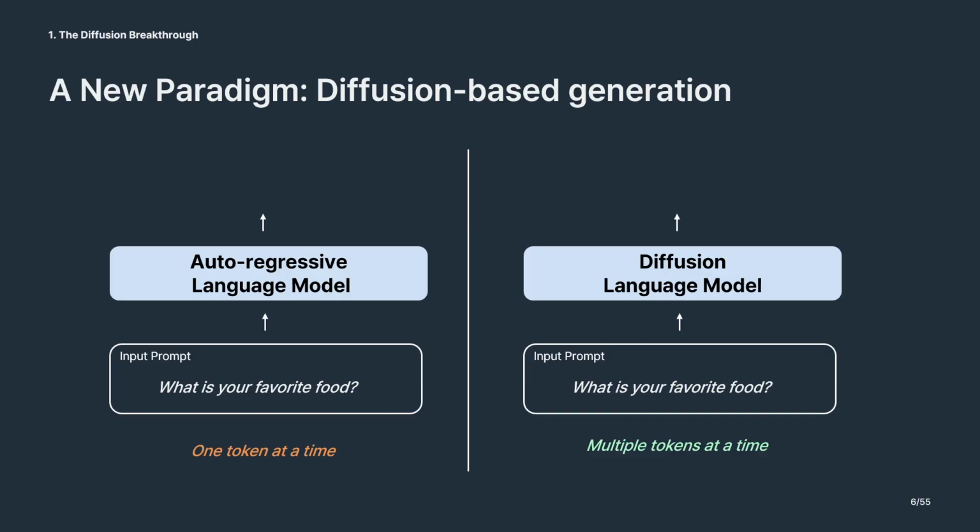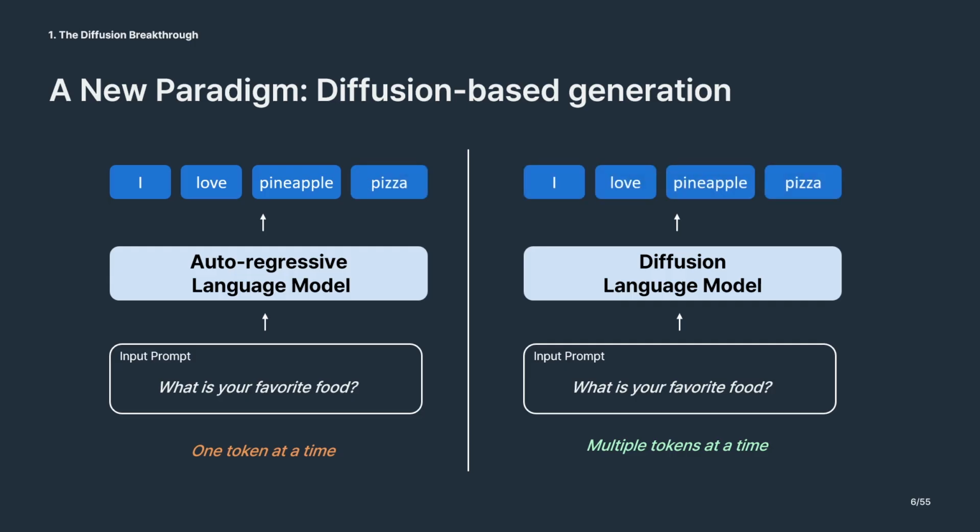Let's take a closer look at how diffusion models differ from the traditional autoregressive models. Consider an autoregressive language model like GPT or Qwen. Given an input prompt, say, "What is your favorite food?" it starts generating text one token at a time. First, it predicts "I," then "love," then "pineapple," and finally "pizza," each step depending on the tokens that came before. Now compare that to what happens on the right with the diffusion language model. For the same input, it generates the entire sequence "I love pineapple pizza" all at once in parallel.